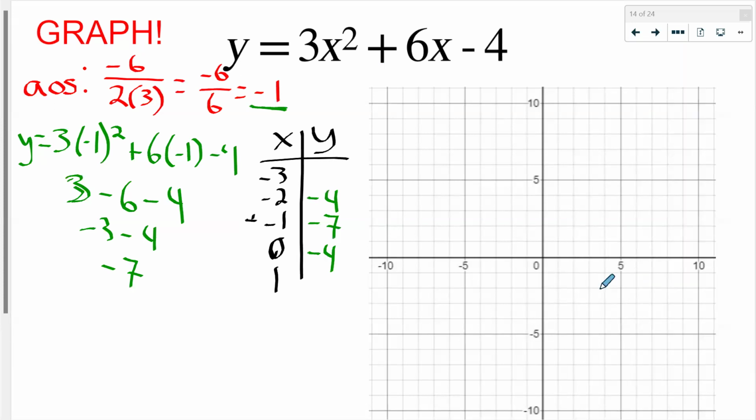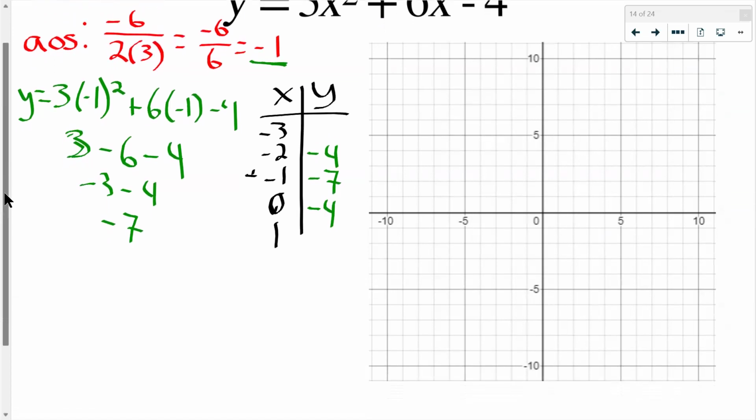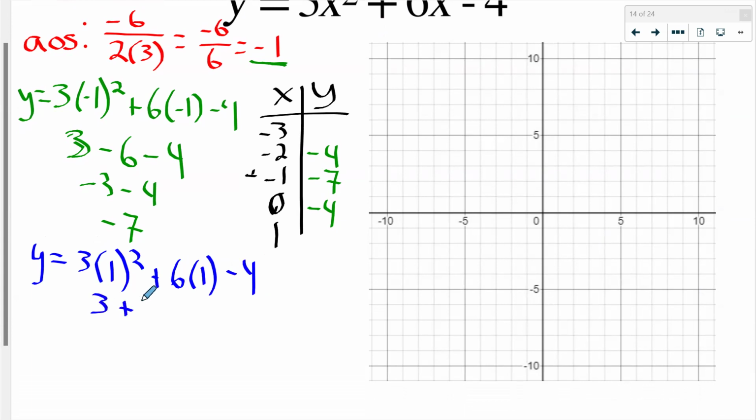So to do that, find the easier number of the 2. I'm going to use 1, and I'm going to plug 1 into x. So y equals 3 times 1 squared plus 6 times 1 minus 4. 3 times 1 squared is 3, plus 6 is 9, minus 4 is 5. So at 1, we have the point 5.